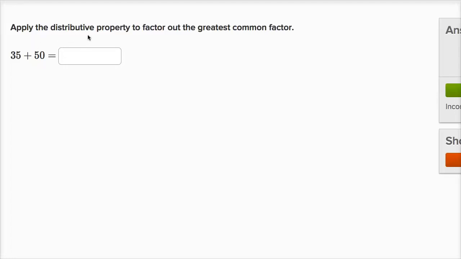We're asked to apply the distributive property to factor out the greatest common factor. And we have 35 plus 50 is equal to, so let me get my scratch pad out. So we have 35 plus 50 is equal to, now what's the greatest common factor of 35 and 50? So what's the largest whole number that's divisible into both of these?